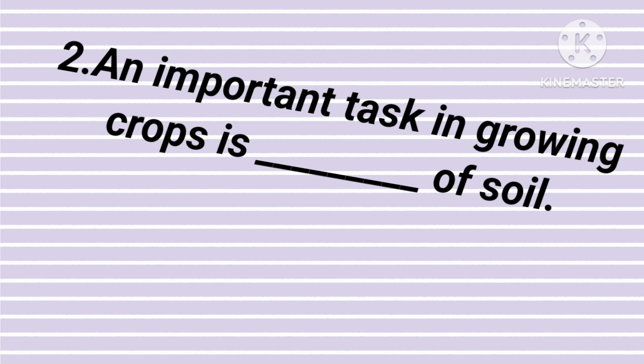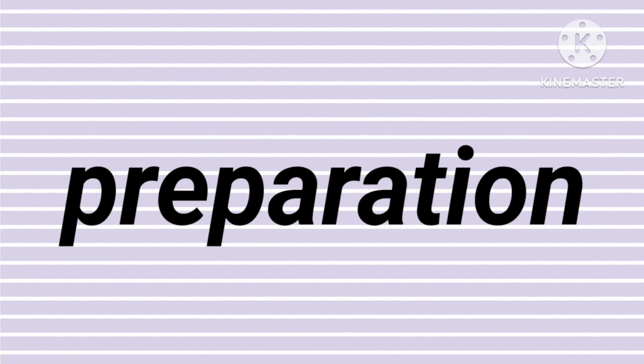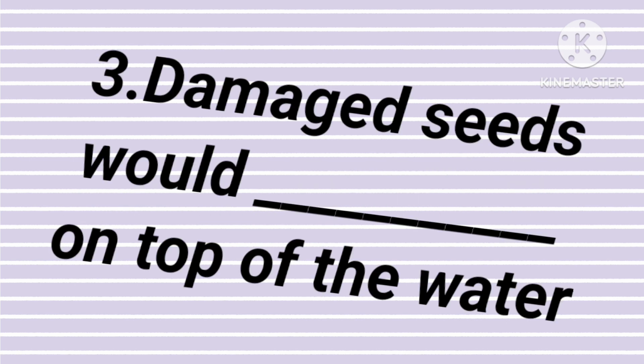The answer is crop. You all know that all the kind of agriculture field we say that it is a crop. Second question, an important task in growing crop is the preparation. Where in the agriculture field the preparation is most important.